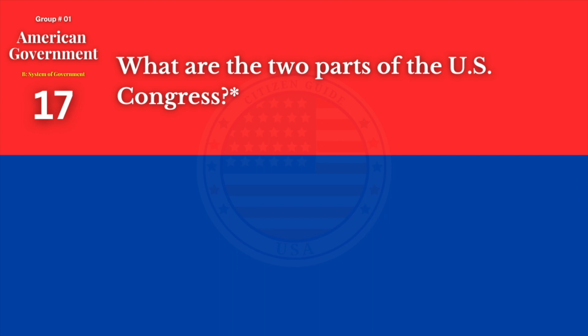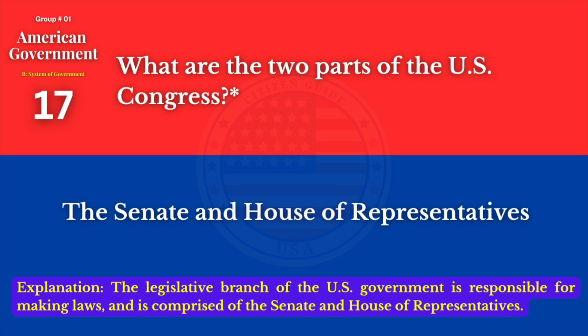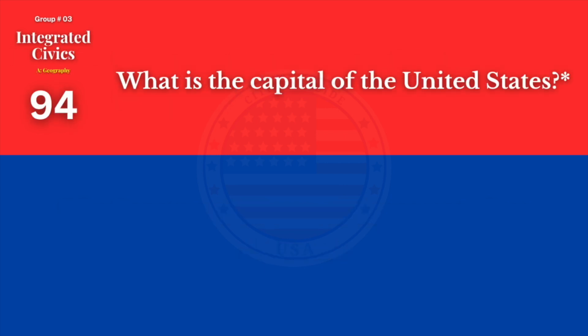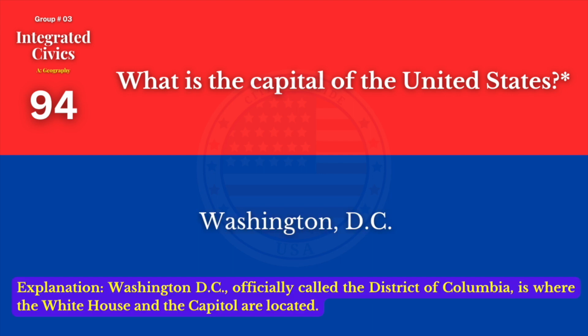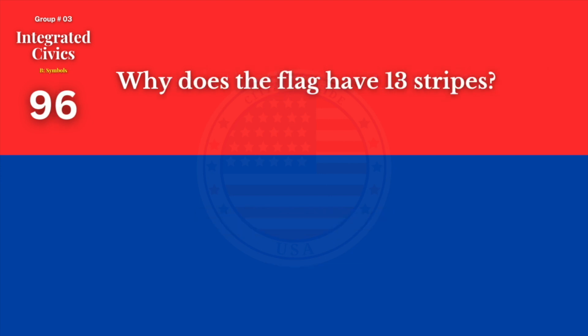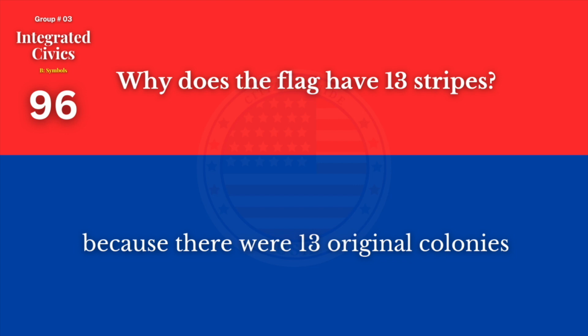What are the 2 parts of the U.S. Congress? The Senate and House of Representatives. What is the capital of the United States? Washington, D.C. Why does the flag have 13 stripes? Because there were 13 original colonies.